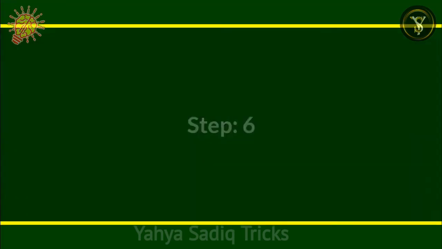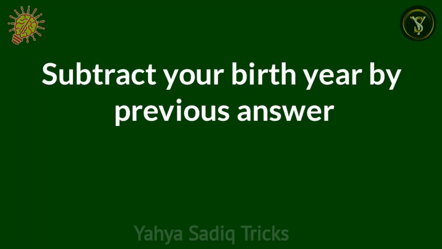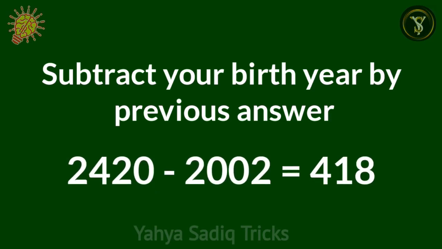Step number 6 is subtract your birth year from the previous answer. My birth year is 2002. So I will subtract it from the previous answer. So 2420 minus 2002 is equal to 418. By breaking this answer, 4 is my selected number and 18 is my age. Play this magical trick with your friends.